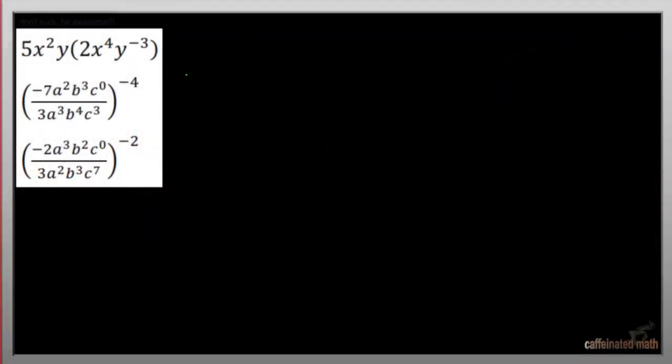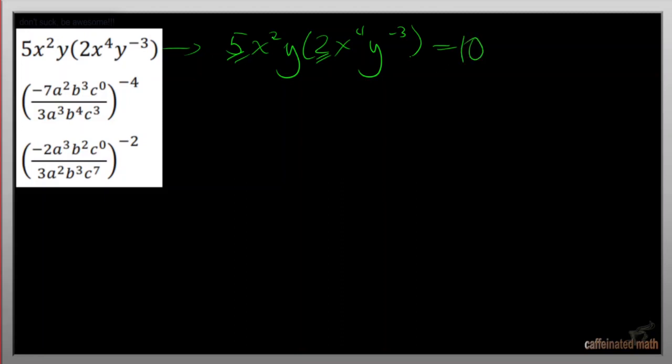Paste in here. So over here what we can see is just multiplication. So 5x squared y multiplied by 2x to the power 4 y to the power negative 3. Like I said in the beginning, let's take care of our coefficients first. 5 times 2 is just 10.